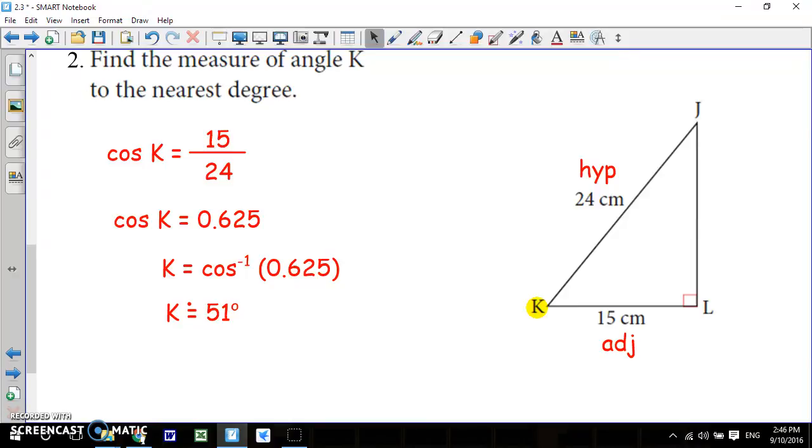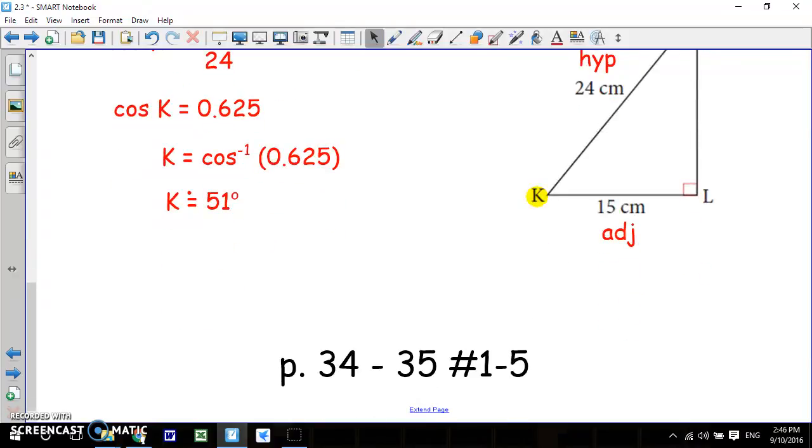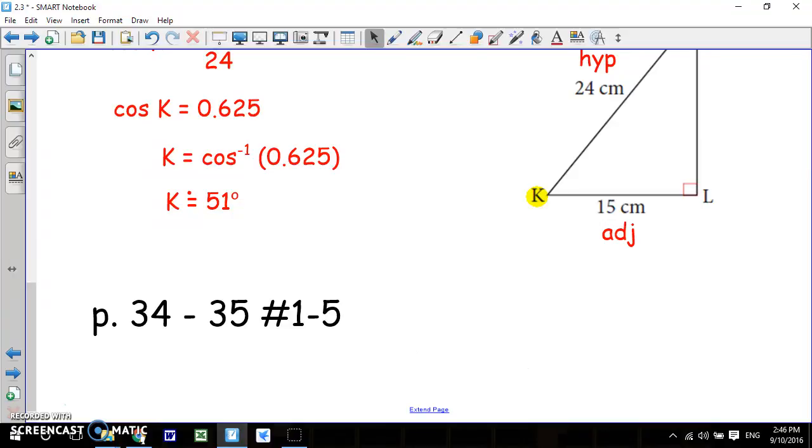So this is the end of the lesson, and now you can move on and use your class time productively to work on pages 33 to 35, numbers 1 to 5.